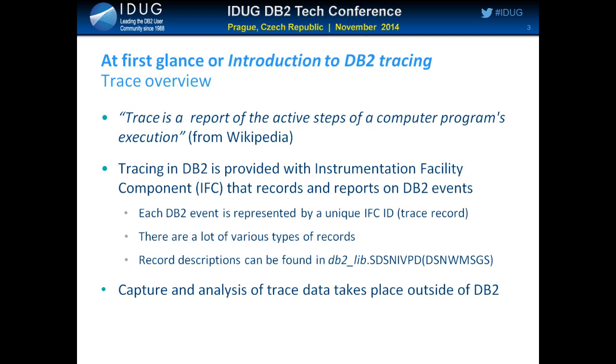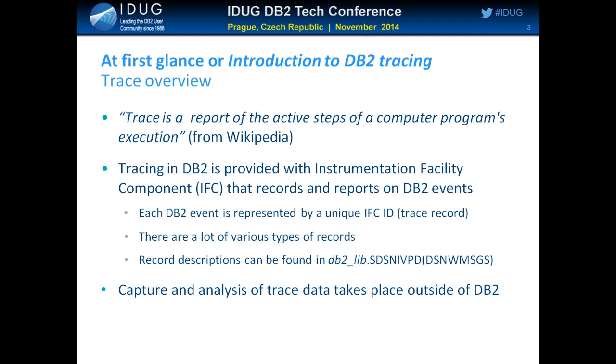Okay, traces. As of Wikipedia, a trace is just a set of steps that a program executes, and this is what the system can tell you about what is happening inside. Within Db2, tracing is provided with the instrumentation facility. Probably you heard, when the vendor says instrumentation, that's basically traces. Trace records and reports what is happening in Db2, the Db2 events. And each event has a specific ID, so we call it IFCID.